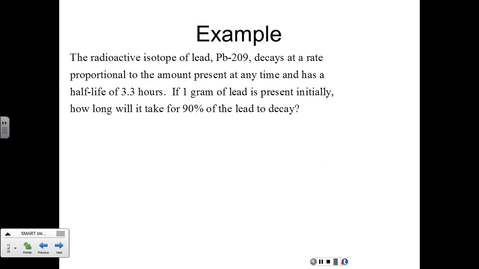Oh, we got some decay going on this one. It says the radioactive isotope of lead, lead-209, decays at a rate proportional to the amount present at any time and has a half-life of 3.3 hours. The fact about proportional to the amount present at any time tells me that's going to be the same model. The amount we have at any time equals the initial amount times e to the kt power. This time my k is going to be negative when I solve because it's the decay issue.